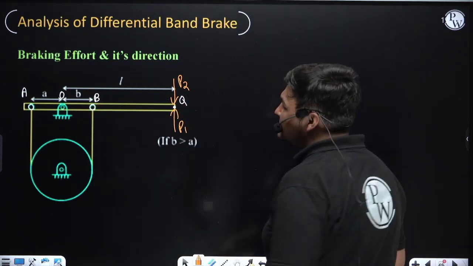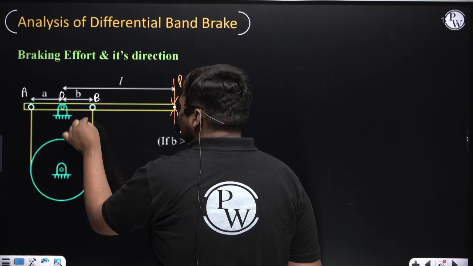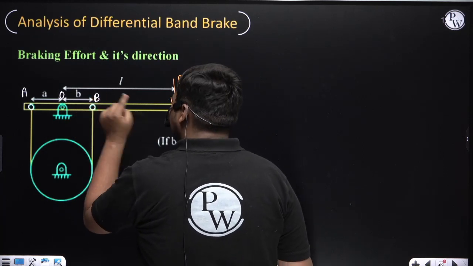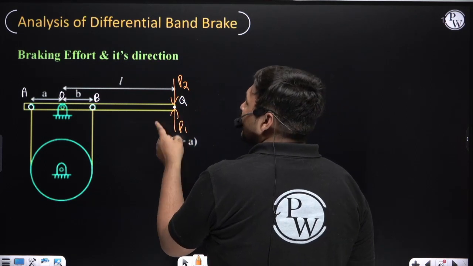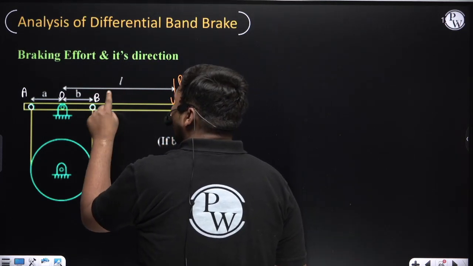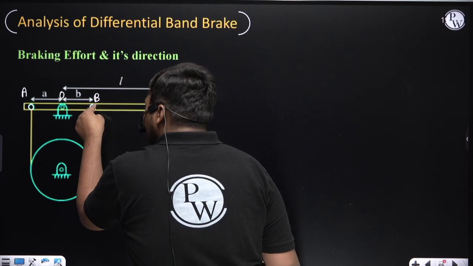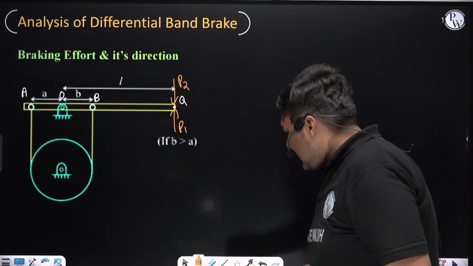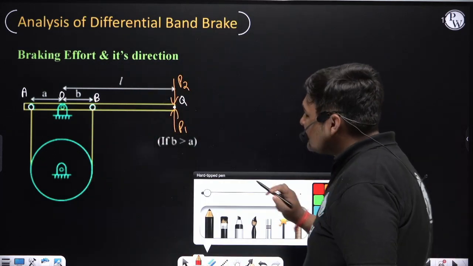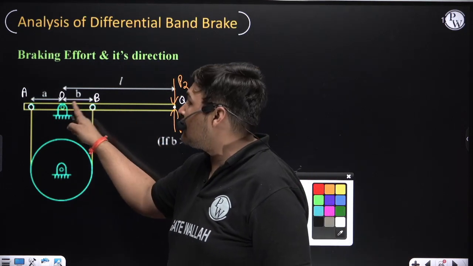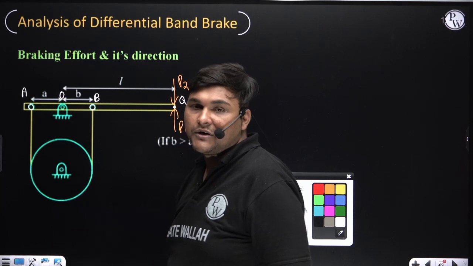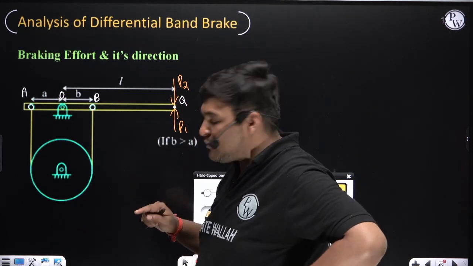Now since this distance is more, focus on this side of the band. Take the direction of braking effort such that the movement of point B tries to elongate the band. Why am I focusing on point B? Because its distance from the fulcrum is more as compared to this point.